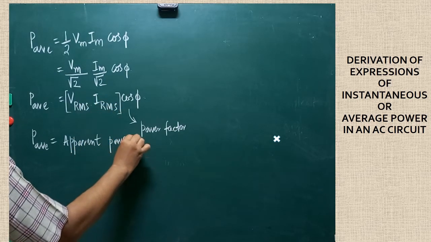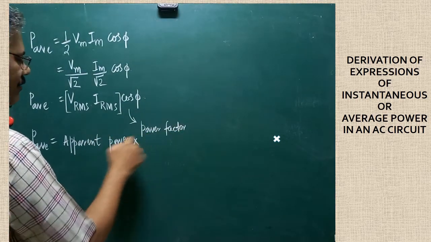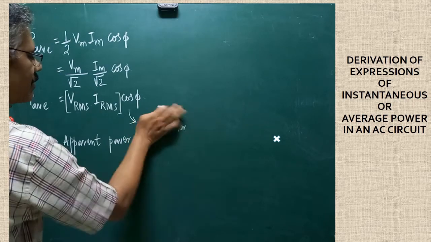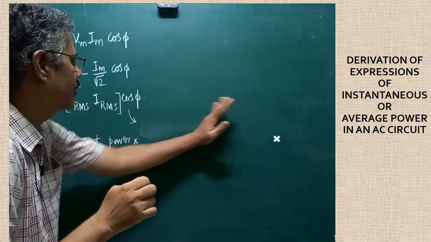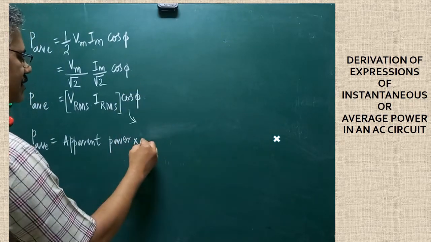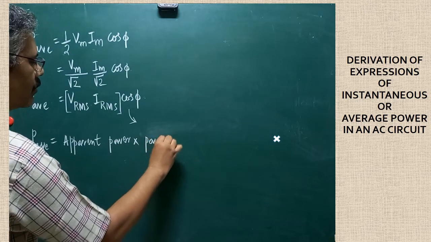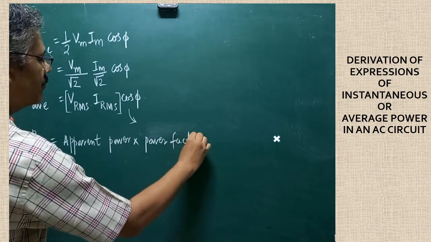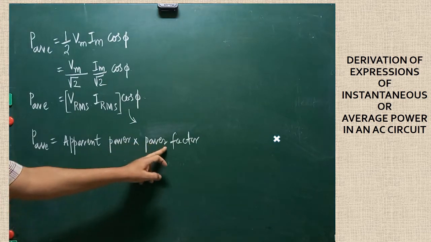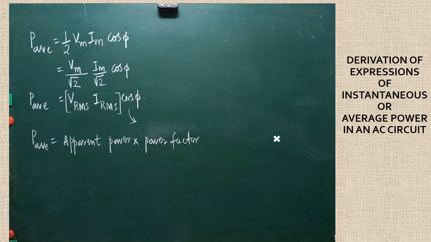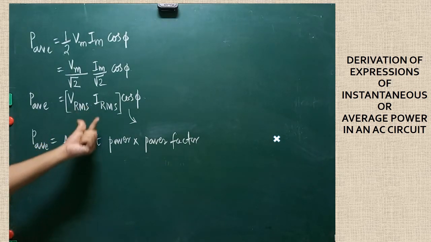If this apparent power is multiplied with this power factor, look at that. Already I have written, again I'll rewrite this. So this is called apparent power. Cos phi is called power factor. Very important one. Apparent power into power factor. The product of apparent power and power factor is called average power in the case of AC. Very, very important formula. By using this expression, is it clear?